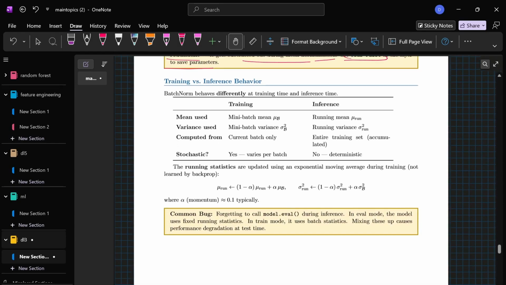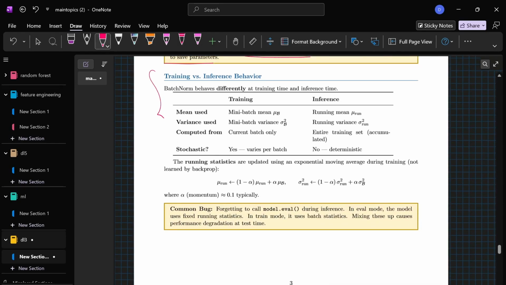Next, we have the training versus inference part. This is where people get confused, so pay attention. During training, batch normalization uses the mean and variance of the current mini batch. This makes sense when you are computing statistics fresh for each batch. But during inference, when you are actually using your trained model to make predictions, you might be processing just one sample. You cannot compute a batch mean from a single sample, right?